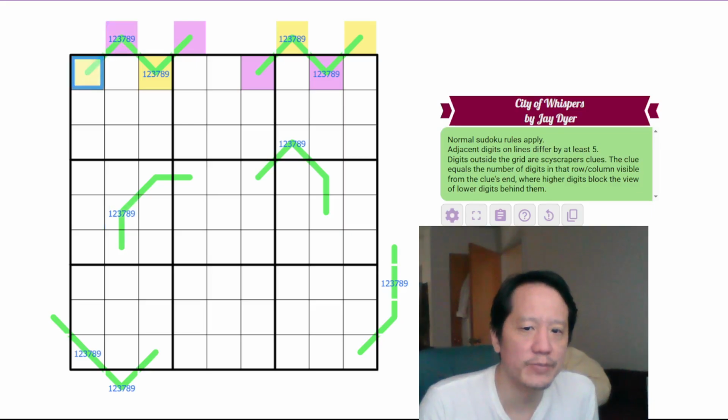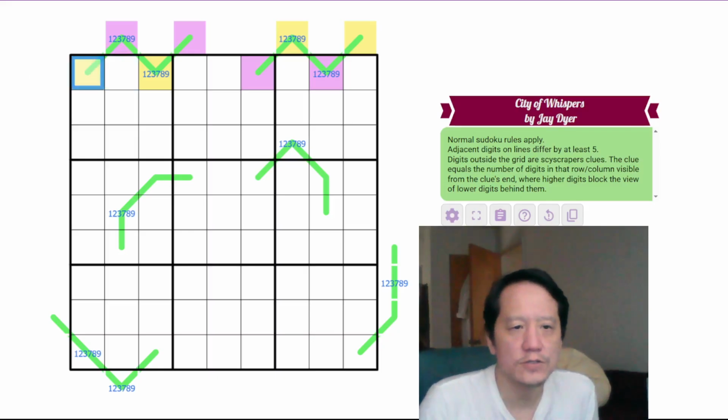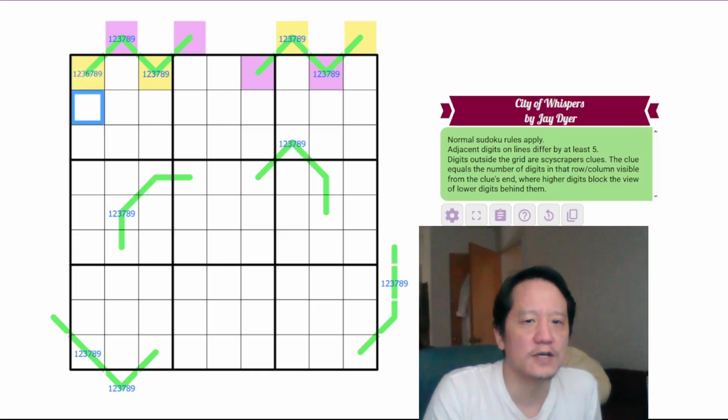So this cannot be 4. Can it be 6? Yes, because that could be 1 and that could be 9. That's certainly possible. So this is 1, 2, 3, 6, 7, 8, 9.